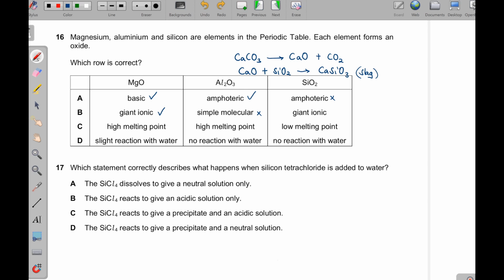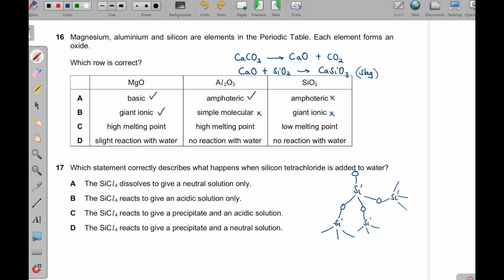Okay, then here, silicon 4 oxide. It is giant, yes, but not ionic. It is giant covalent, and silicon 4 oxide has a tetrahedral structure like that of diamond. Each oxygen must form 2 bonds, needing 2 electrons, so this one will go to a silicon, and then it continues like that. So this is giant covalent, not giant ionic.